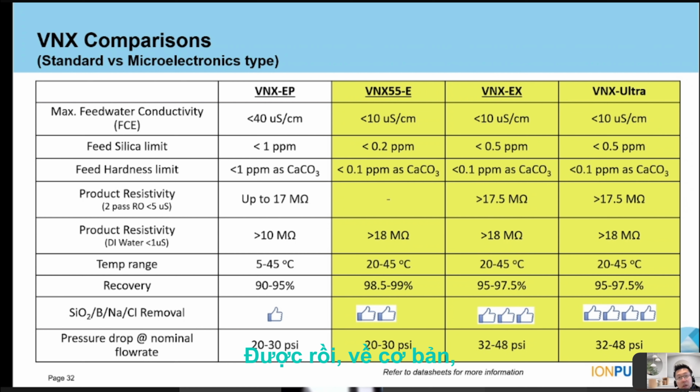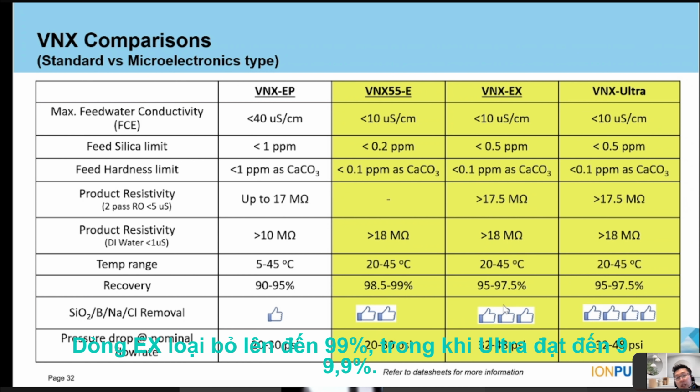All right, so we work in the same way as the resin suppliers. There is normal grade, there is high grade. Okay, so the high grade one will also give you a higher recovery. But most importantly, in terms of its ionic removal, silica and boron is what they look at in microelectronics. It's better for all of the high-end modules. So the EX up to 99% removal, for the Ultra up to 99.9%.